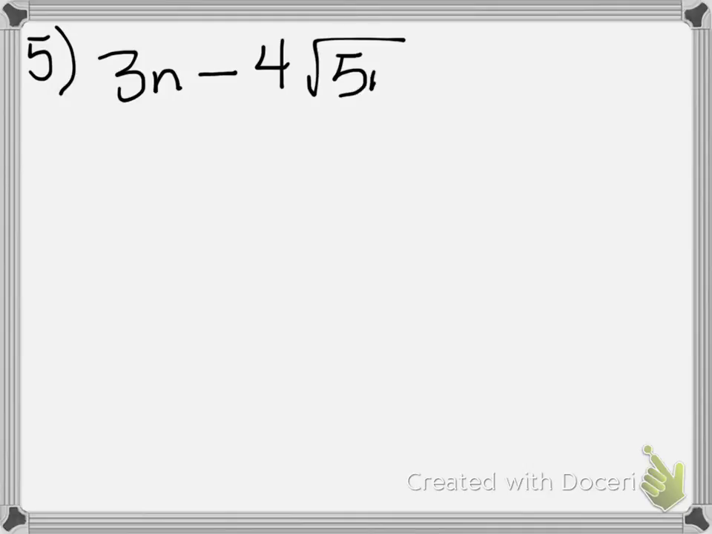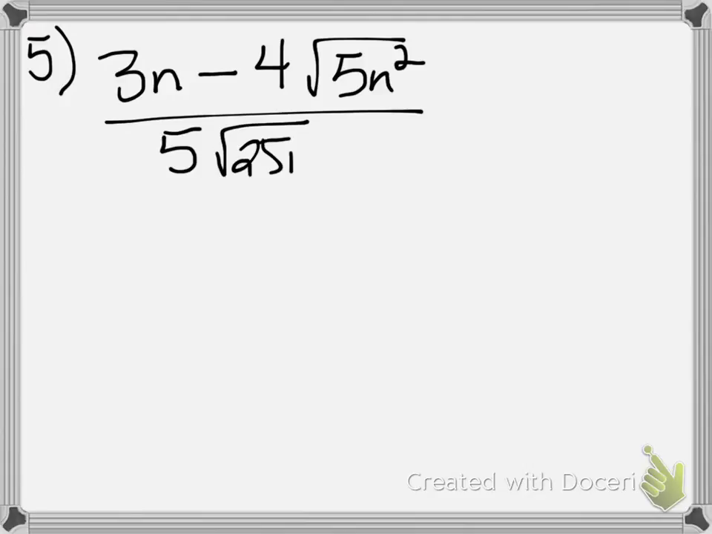Let's look at our fifth one here. I have 3n minus 4 square root of 5n squared all over 5 times 25n cubed. Okay? So what I'm actually going to do is, and I know I told you in the last lesson and even in the lesson before it, to multiply or divide and try to get everything done before you simplify.